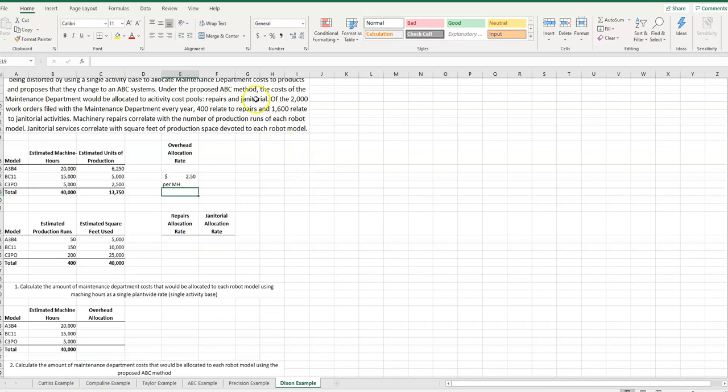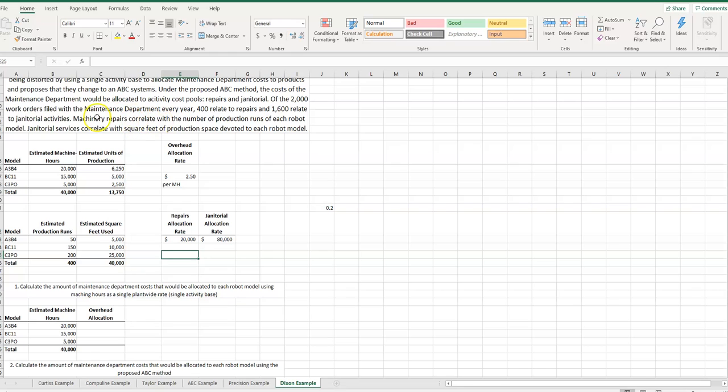So we're going to use the number of work orders to determine that. So if we have 2,000 work orders, 400 of them going to repairs, then 20% of our costs go to repairs and the remaining 80% are for janitorial services. So of that 100,000, we take times 20% and we give $20,000 to repairs, and the remaining 80% or $80,000 is to our janitorial services.